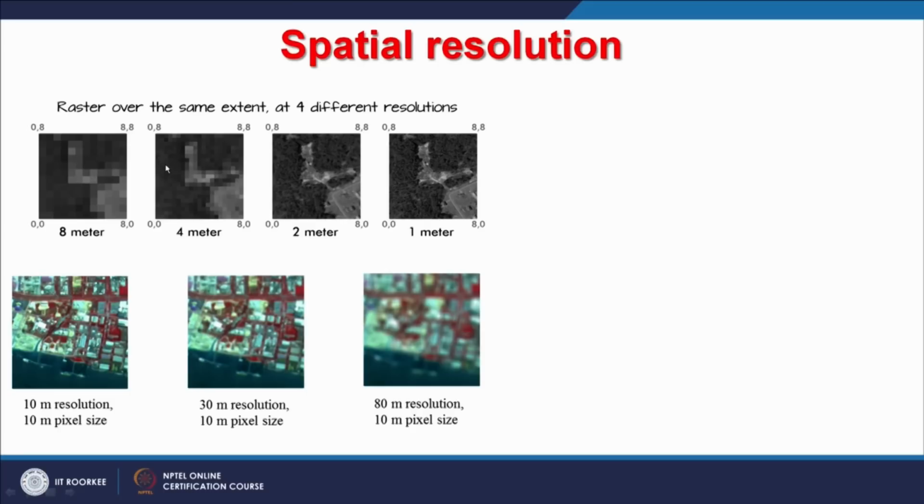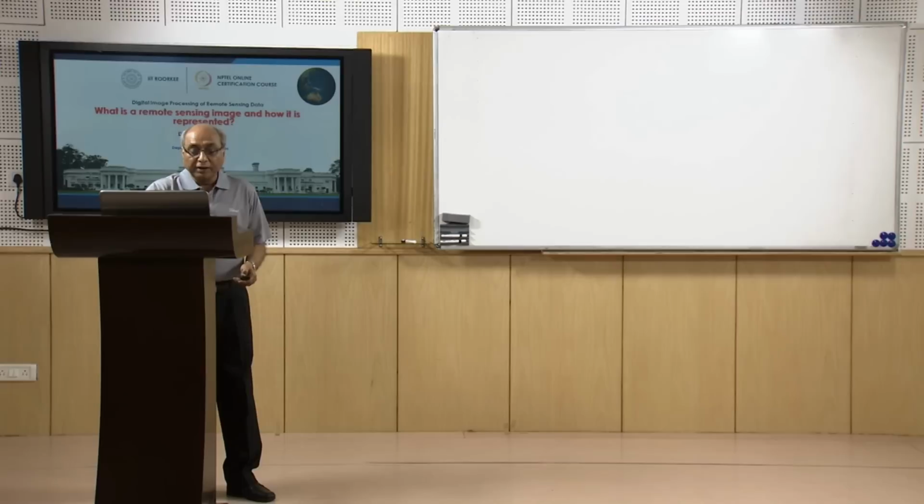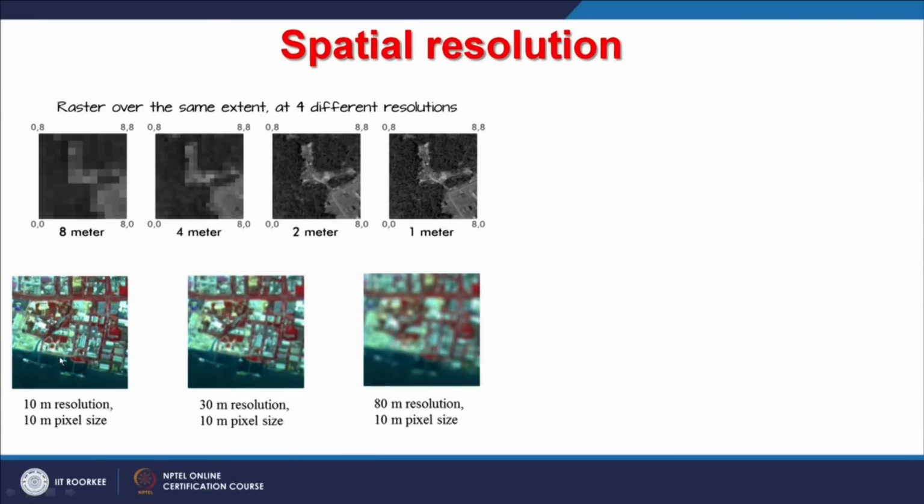For the same area, examples of 4 meter, 2 meter and 1 meter are shown. And here 10 meter, 30 meter and 80 meter resolution examples are also shown. When we compare 10 meter with 80 meter, the 80 meter shows very poor quality. But if you have not seen 10 meter, then you might be happy with the 30 meter. So this is what is happening.